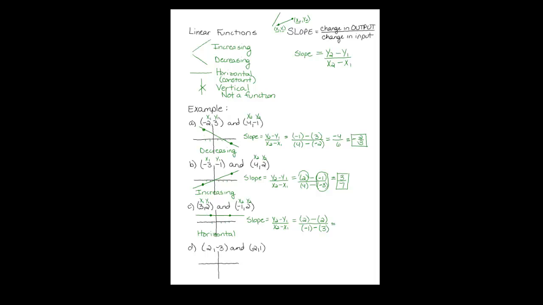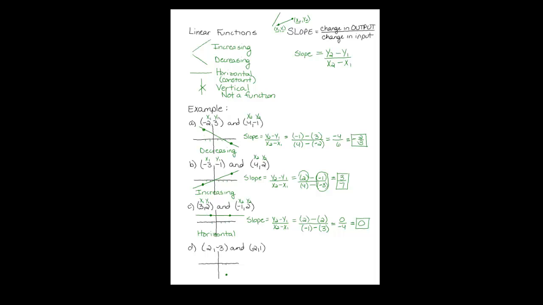Working it out, 2 minus 2 is 0 divided by, negative 1 minus 3 is negative 4. So we have 0 over negative 4. Now whenever you have 0 divided by any number, the result is just 0. So the slope of this line is just 0. All right, moving on to example D, or part D. Here we have the point 2, negative 3. So there's 2, negative 3 is about there.